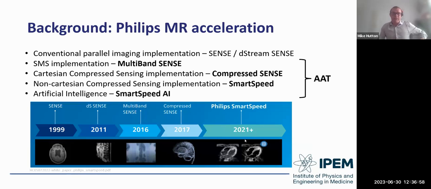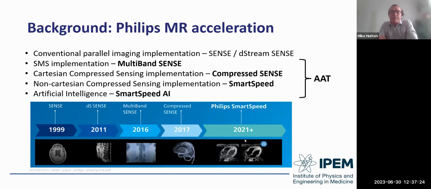Okay, so on to the Philips AAT, and firstly, a little bit of background on what's available from Philips. Firstly, they released their conventional acceleration technology Sense back in 1999. That was upgraded to digital D-Stream Sense in 2011. Then the first of the AAT techniques was actually released in 2016, multiband Sense, so their SMS implementation.